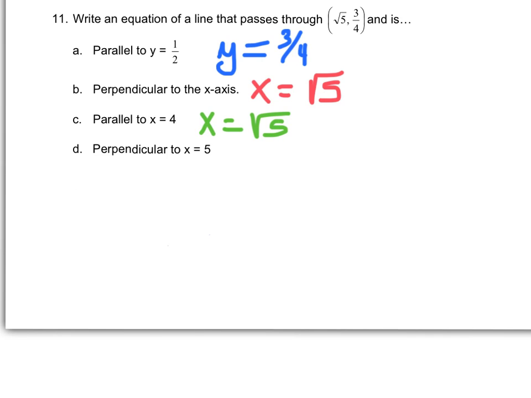Now in question D, perpendicular to x equals 5. Now x equals 5 would cut through the x-axis, so I want to cut through the y-axis at the y-coordinate, which it gave me was 3/4. So all of those lines, they're vertical or horizontal, and they all have to go through the point radical 5, 3/4.